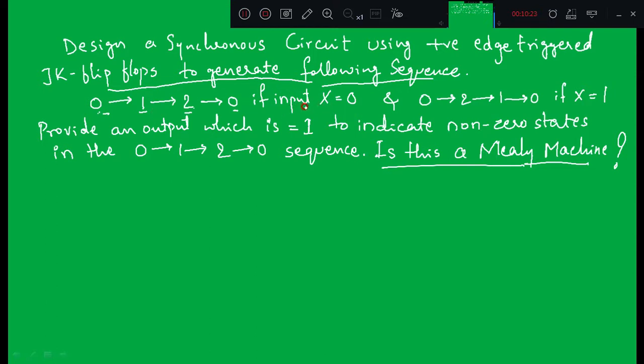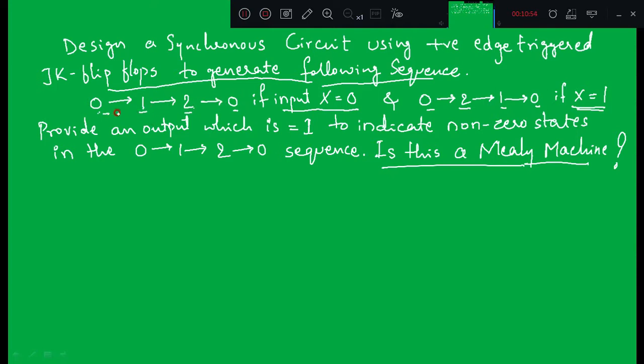But what is the tricky part here? The counter has to give these sequences when the input x is equal to 0. And when x is equal to 1, it has to give some other count values. The count values are given in the second half of this problem, which is 0, 2, 1 and after 1 again there is a 0, right? So you just check the count values. Count values are not the same.